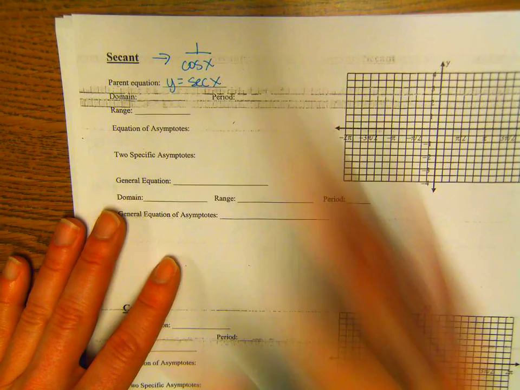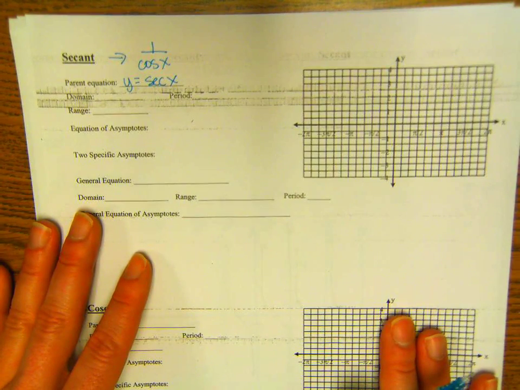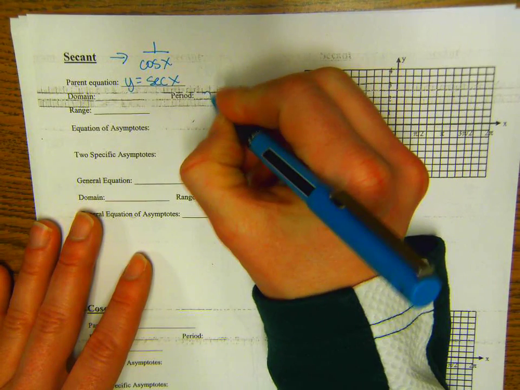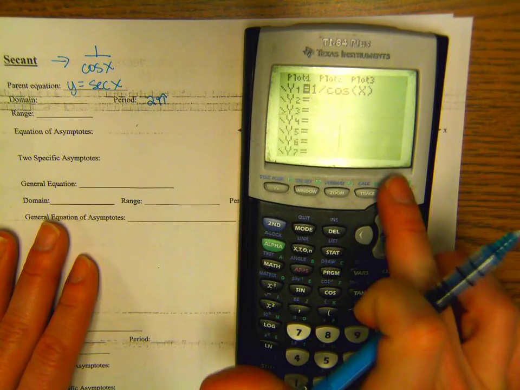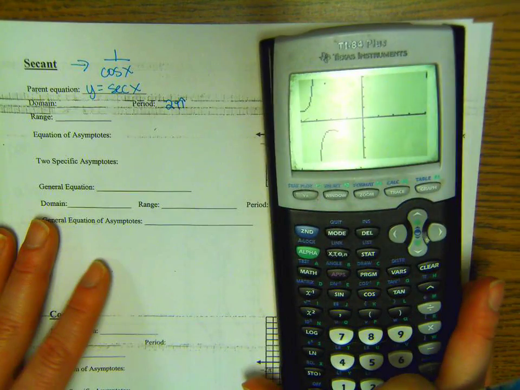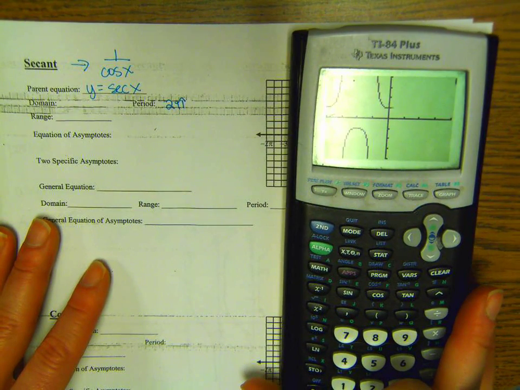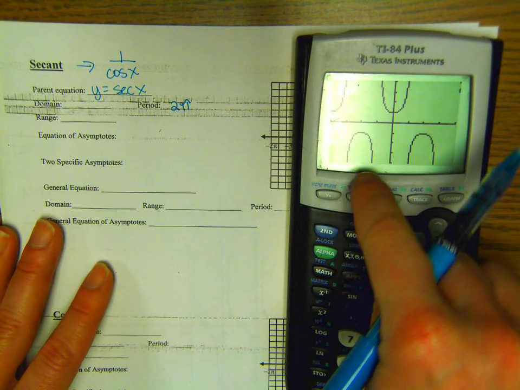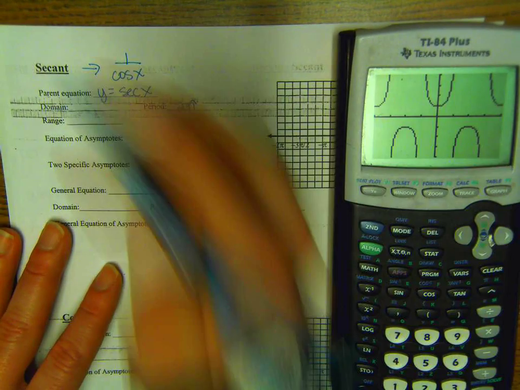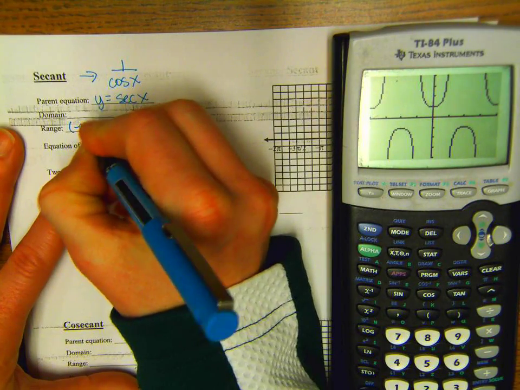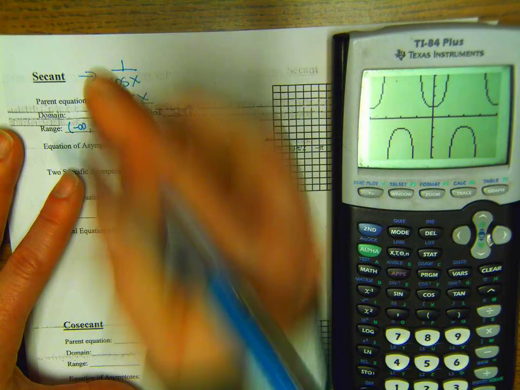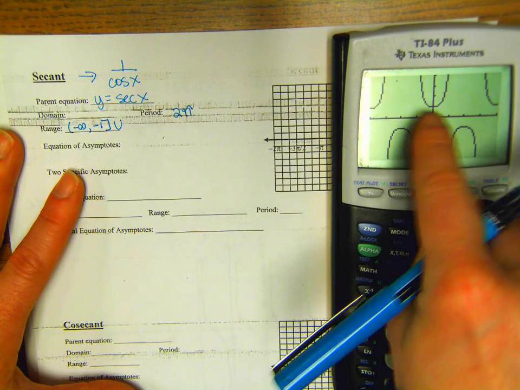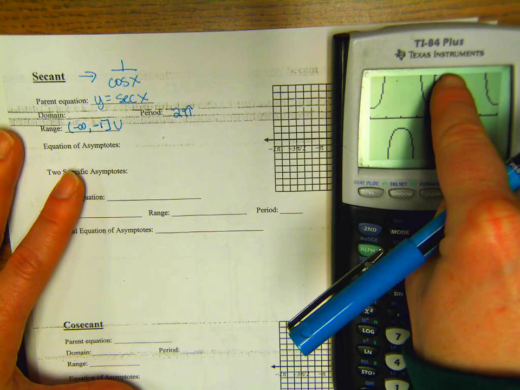Because it's related to cosine, guess what its period is? 2 pi. Let's look at its range. Now its range is negative infinity to negative 1. And it's a bracket because this actually touches. And then what do you think this piece is? 1 to infinity.